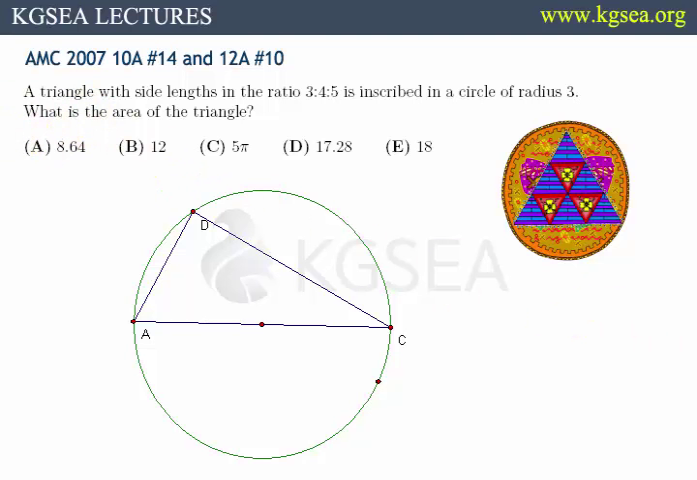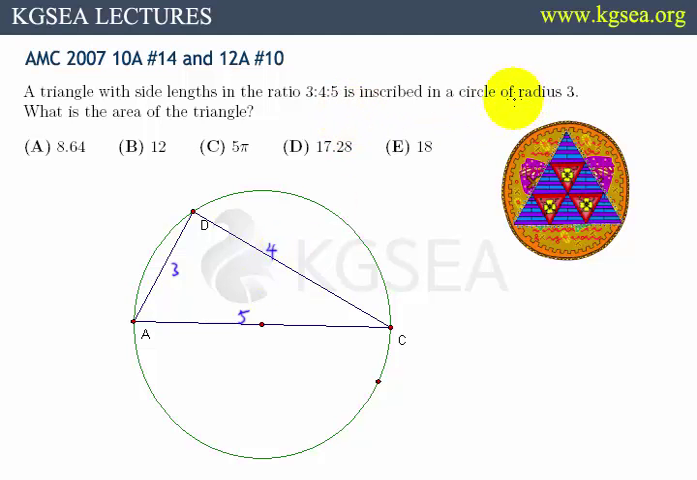A triangle with side length in the ratio of 3, 4, 5. They said it was a ratio, not the side length. So it could have been 30, 40, 50. We do not know. So the ratio is 3, 4, 5. It's inscribed in a circle with radius 3.